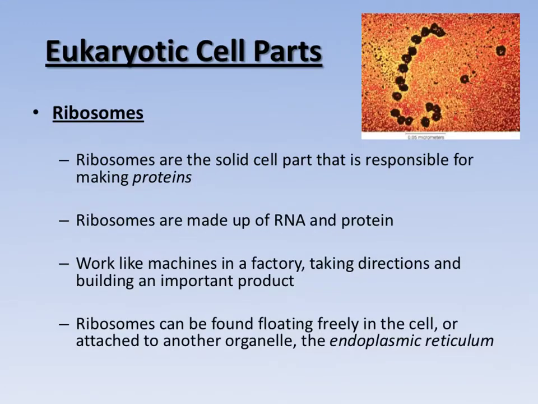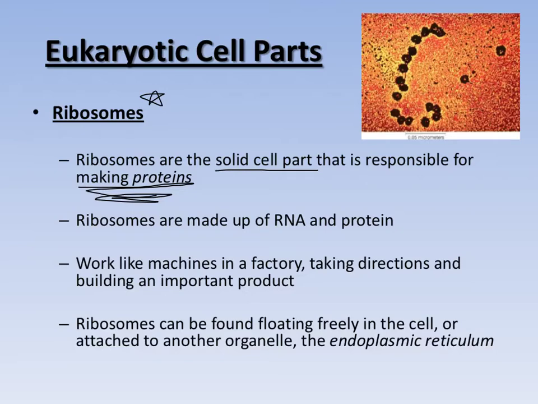So our third structure here is the ribosome. And the ribosome is really important. Ribosomes are found in really every cell in nature, and they are a solid cell structure, so they are not a sac or a bag, kind of like a nucleus, but they are solid, and they make proteins, and this is super important. So if you learn anything from this video, make sure you know that ribosomes make proteins. Here's a picture of some ribosomes.